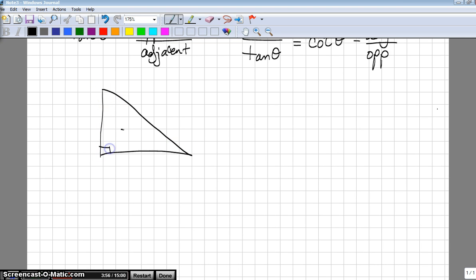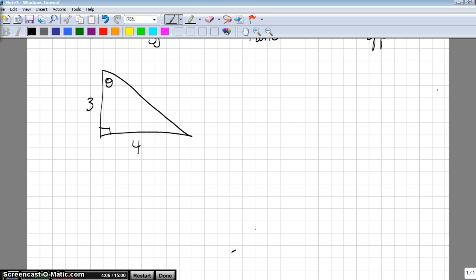Here's a right triangle. One leg is 3, the other leg is 4, and we're going to be looking from this angle theta right here. So the first thing we need to do is find the hypotenuse of the triangle. So we're going to use the Pythagorean theorem. 3 squared plus 4 squared is equal to what squared? Okay, and so that would give us x squared is equal to 25. So the hypotenuse is 5. We could also remember that this is one of our Pythagorean triples, a 3, 4, 5 triangle.